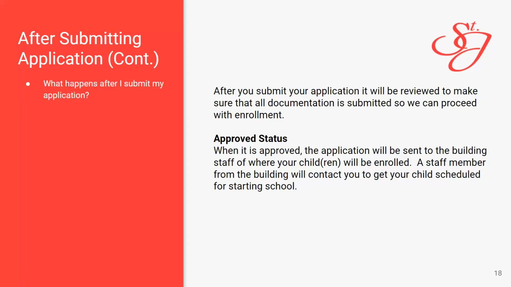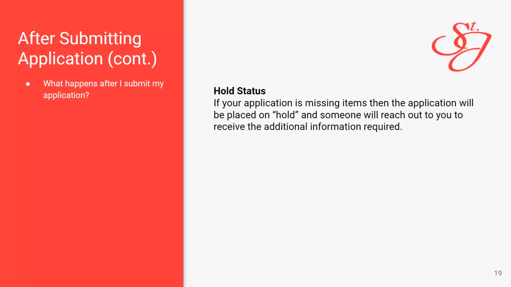The district office will review all of the information that you've uploaded and entered to make sure that everything is submitted correctly. If it's approved, then that application will be sent to the building staff of where your child or children are going to be enrolled. A staff member from that building should reach out to you to get your child scheduled for starting school. If for some reason you don't have all of the information within the application, maybe you still need to get a copy of an immunization record, your application may be placed on hold, and someone from our district office will reach out to you to receive that additional information that is required before we can further process that application.